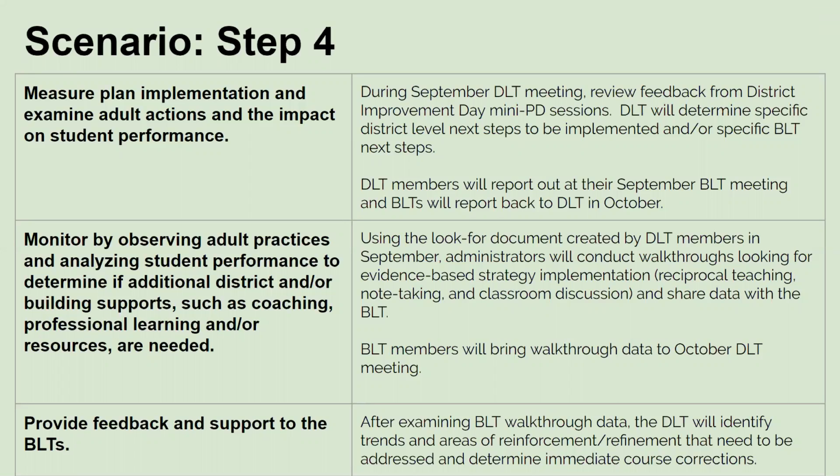To measure plan implementation by analyzing adult actions and the impact on student performance, during the September District Leadership Team meeting, the DLT will review feedback from District Improvement Day mini PD sessions and determine specific district-level next steps to be implemented and/or specific BLT next steps. DLT members will report out at their September BLT meeting, and BLTs will report back to the DLT in October.